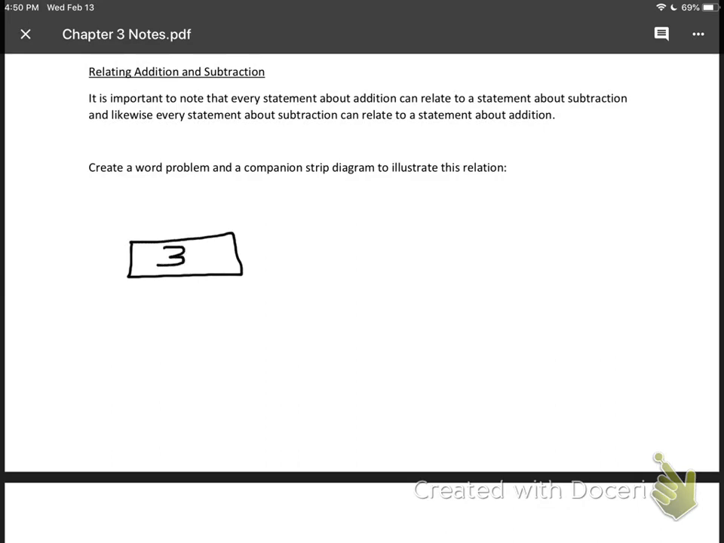So she had 3 dogs. Then her family was given 2 more dogs. So here's her additional dogs. How many dogs do they have altogether? So your connection is going to be the 5. Alright, so that's the addition mapping.